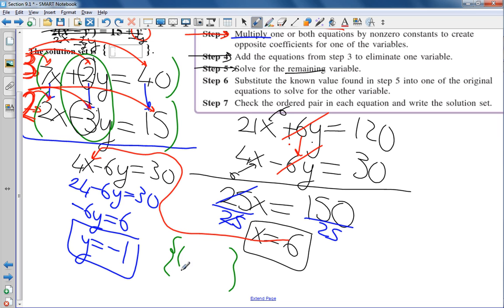We got our pair figured out. Solution is a single solution. First coordinate x equals 6. The second coordinate y equals minus 1. This is our final answer. Okay? Question?